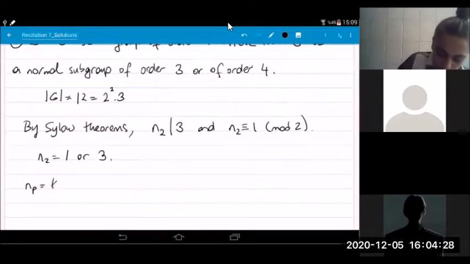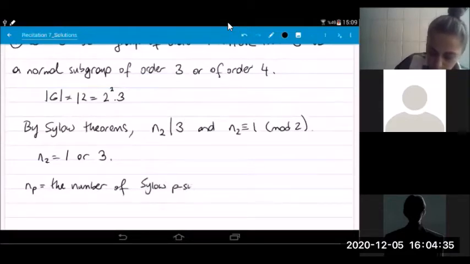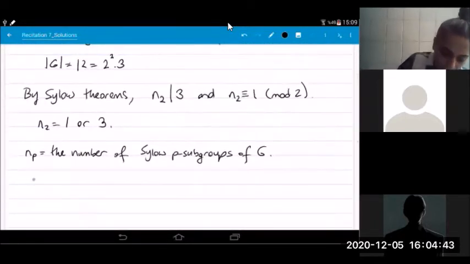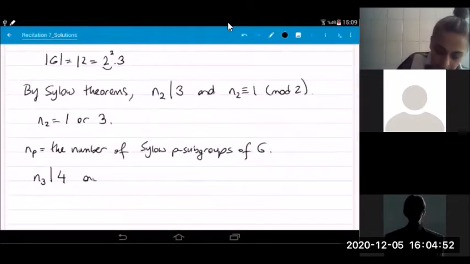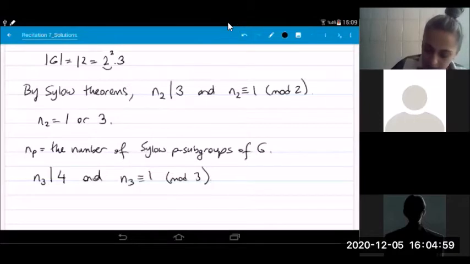Let me note this one also. np denotes the number of Sylow p subgroups of G. Okay, what about n3? n3 has to divide 4, which is the remaining part in the order of G, and n3 has to be 1 modulo 3. These are all coming from Sylow theorems.